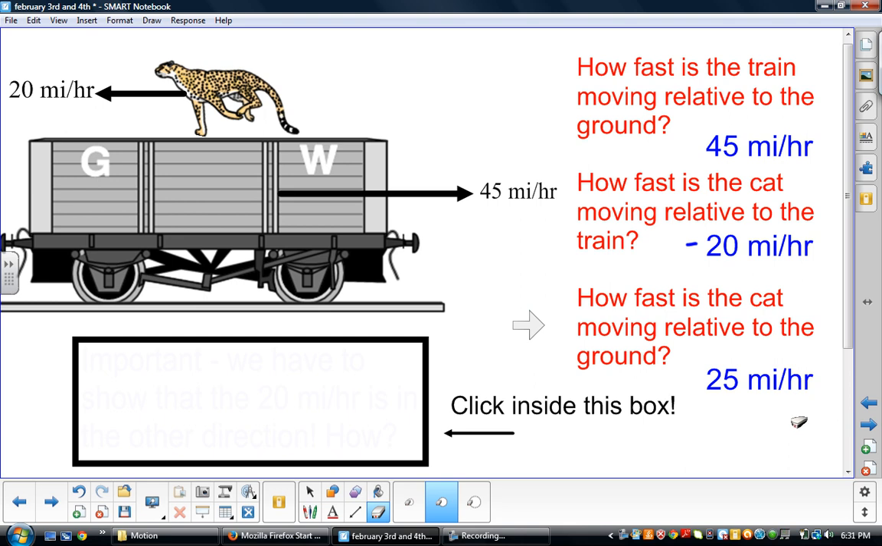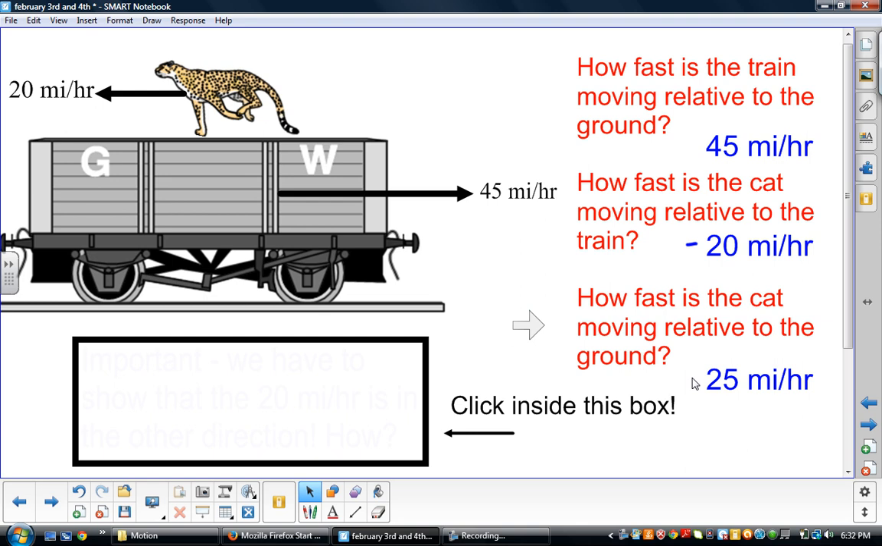How did I get that? Well, the train was going one direction, the cat was going the other, so I took the difference between the two. 45 minus 20 is 25. And you notice there's no negative sign? That's because the cat is moving the same direction overall that the train is going.